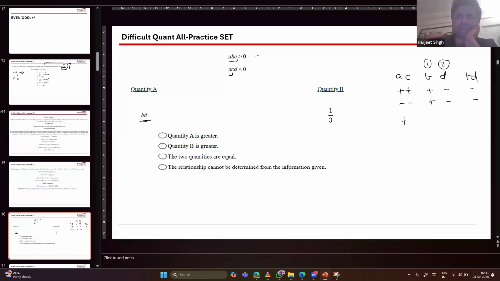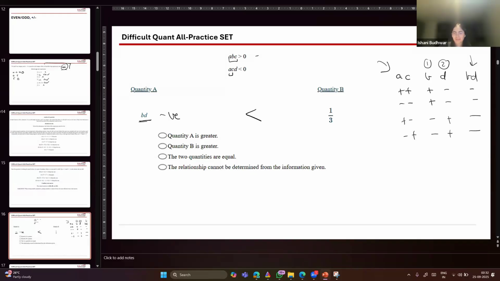What if you take plus minus AC? Then B has to be negative and D has to be positive. Again, BD is negative. Or you take minus plus, B has to be negative and D has to still be positive. Again, negative. So BD are all negative. So it's negative versus 1 by 3, and 1 by 3 will be higher. Is this what you did? Not with the form, but in my head.